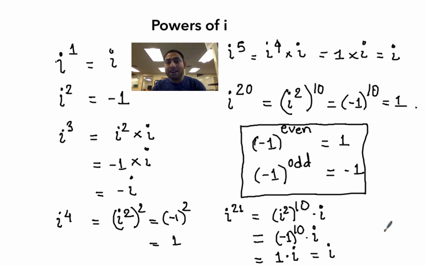And no matter what power of i you're dealing with, you're always going to get one of these four answers. You're either going to get i, negative 1, negative i, or 1.